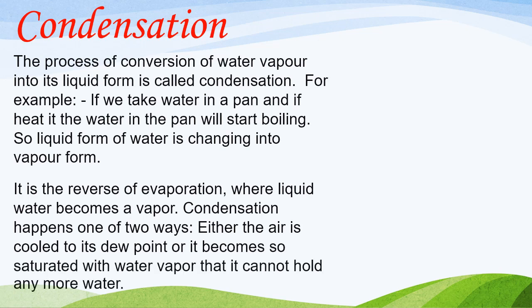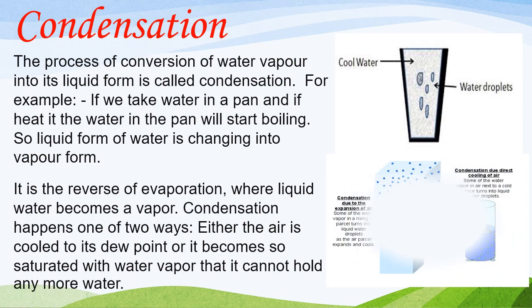Condensation happens in two ways. Either the air is cooled to its dew point, or it becomes so saturated with water vapor that it cannot hold any more water. So as I said, it is just opposite to evaporation. The first way is that the air is cooled to its dew point. Dew point means when moisture comes out of the air. The second is that it becomes so saturated with water vapor that it cannot hold any more water. Okay, so here two pictures are also given. By this you can understand easily.